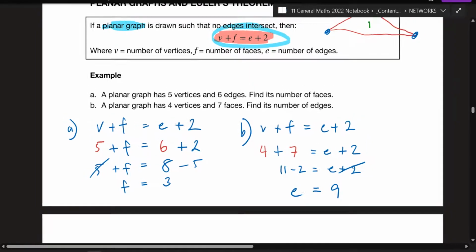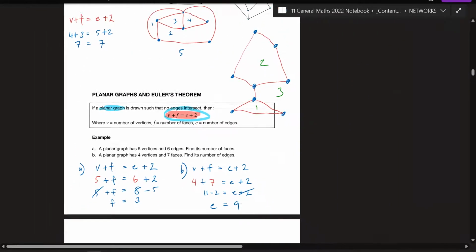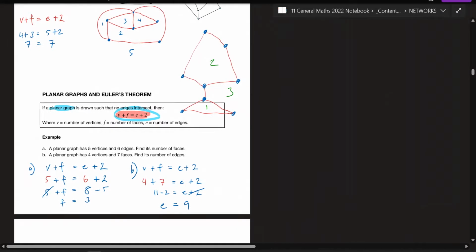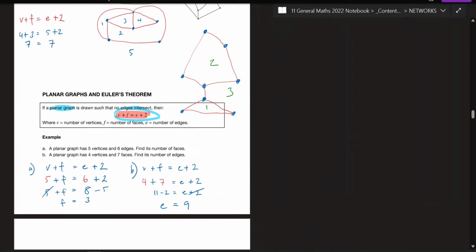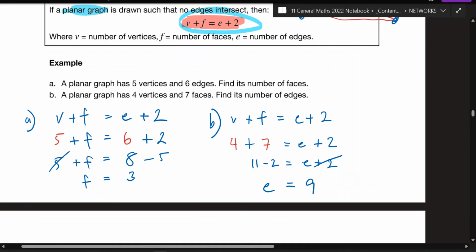Okay, so the main thing I think we need to get out of this part of the networks is understanding how to put a graph in planar. Planar means no intersecting lines, and you can use this formula to prove if a graph is planar or not, or finding the number of faces or edges or vertices.